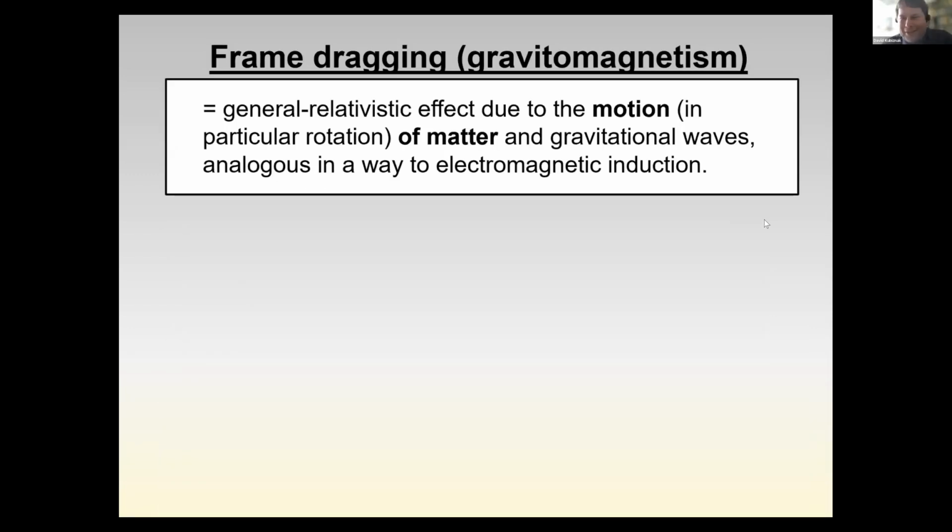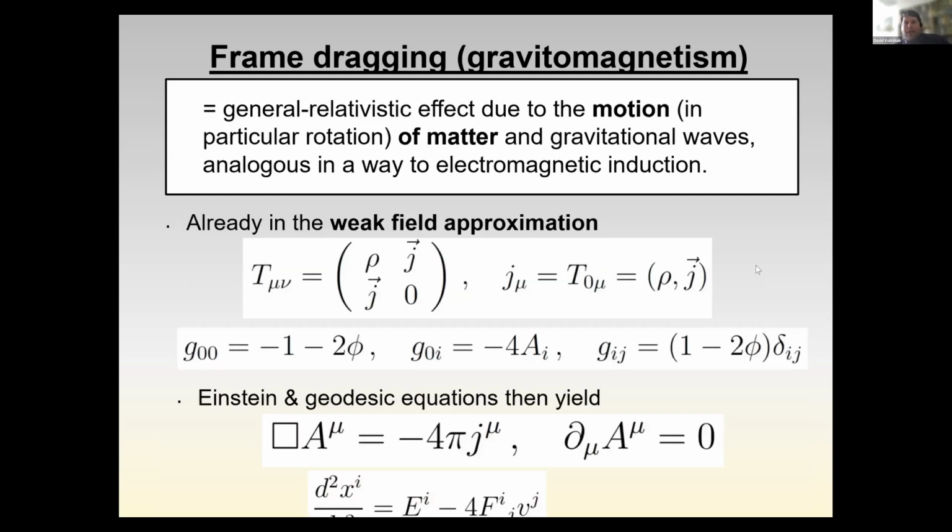So let me start from the second slide. I already took 6 minutes. Okay, so let me start again from the frame dragging. It's a general relativistic effect due to the motion and in particular rotation of matter and gravitational waves that is analogous to electromagnetic induction. Already in the weak field approximation, T_{\mu\nu} not only has the energy density over here, but also has the mass currents. And so once you include these mass currents, then you also get this g_{0i} cross term, which is parameterized by this A_i. And surprisingly, the Einstein equations just reduce to the Maxwell equations as we know them.